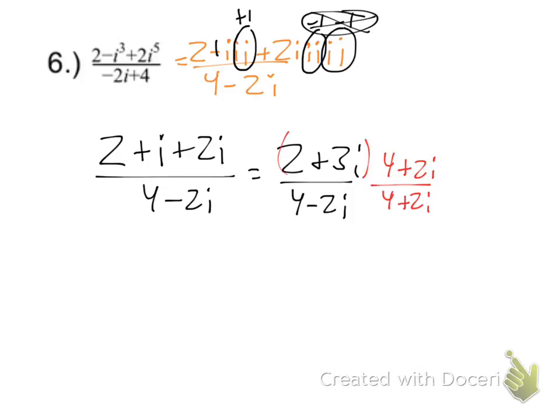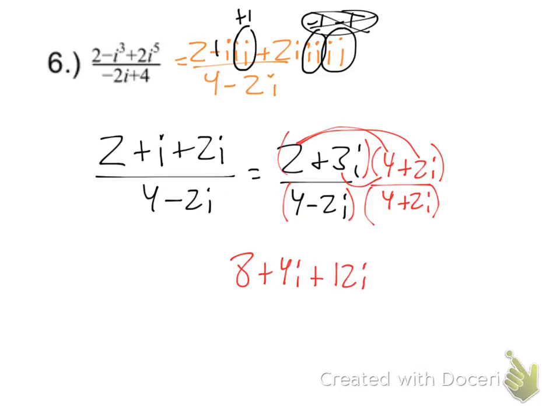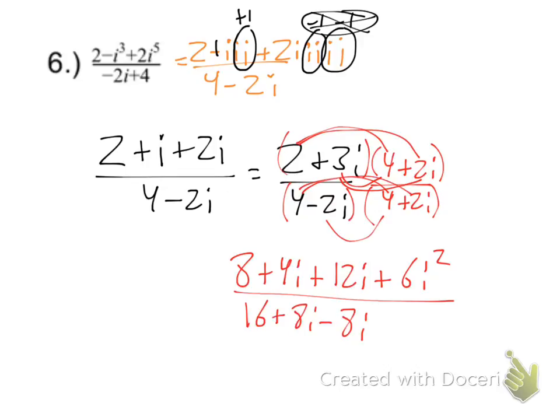And again, we have a binomial times a binomial, so therefore you have to FOIL the top and the bottom here. You get 8 plus 4I plus 12I plus 6I squared all over 16 plus 8I minus 8I minus 4I squared. Be careful that you don't lose signs and you don't start connecting pieces before you multiply, because you're going to mess up.